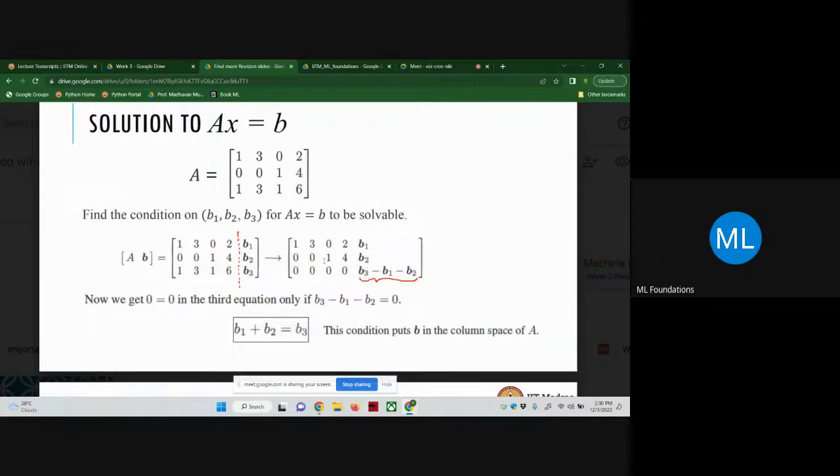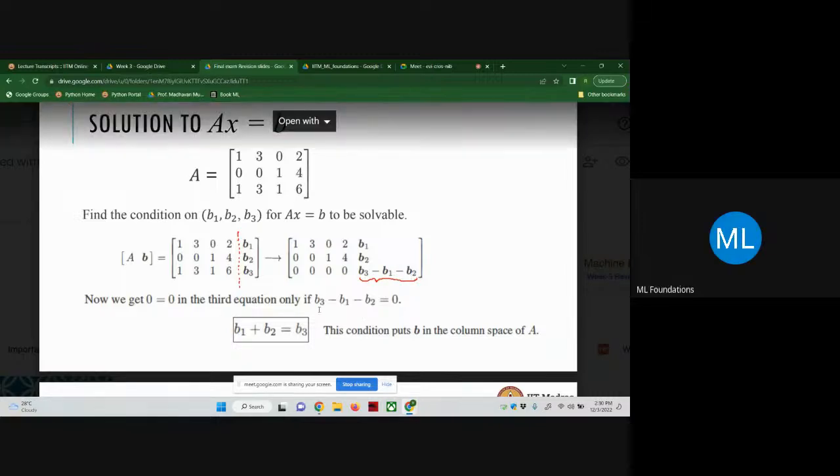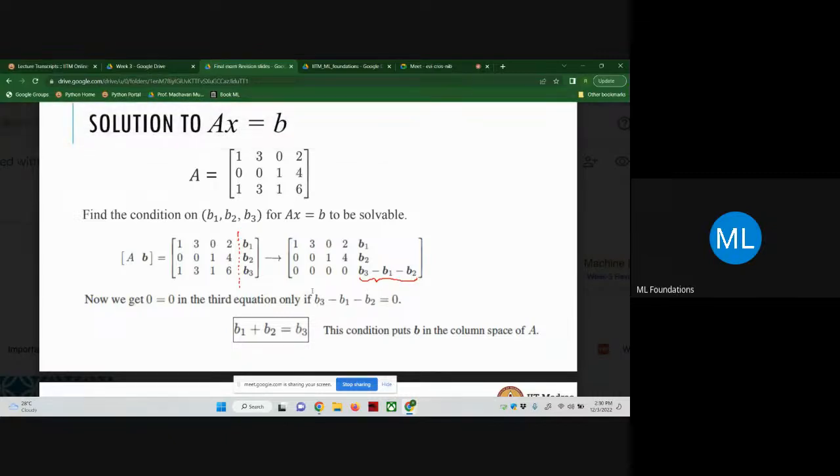So here we got the upper triangular form, right? From the bottom, what do we get? We should have the condition B3 minus B1 minus B2 should be equal to 0. So we can get a solution only when this holds true.